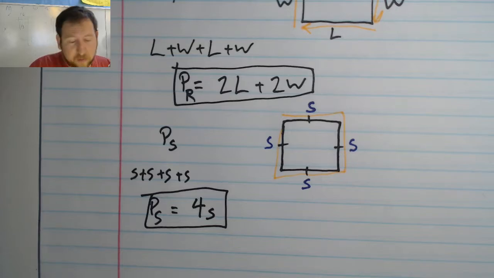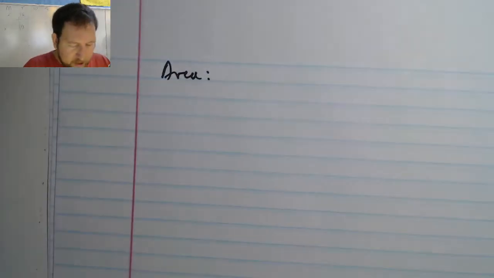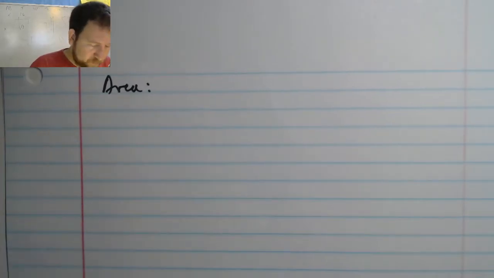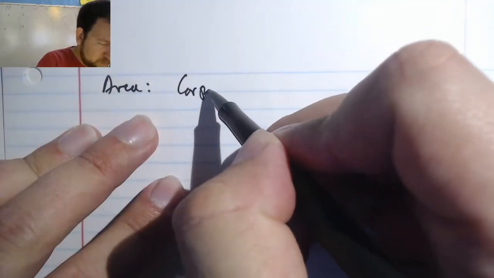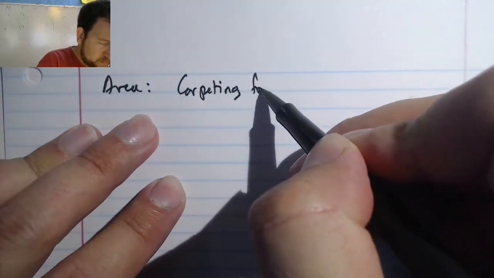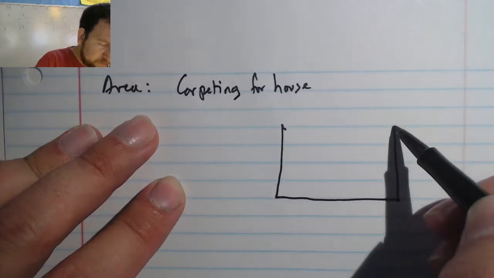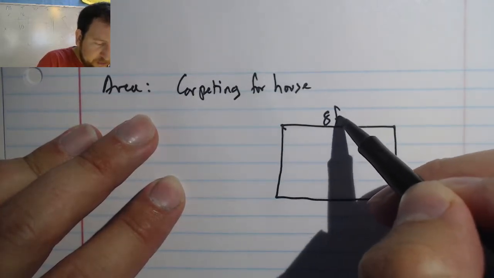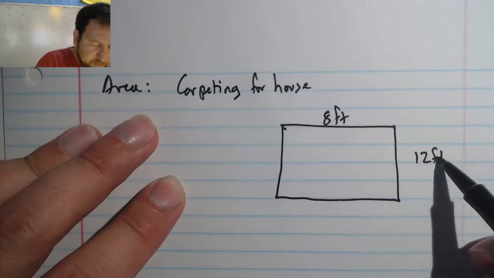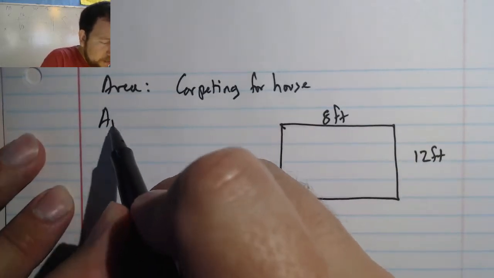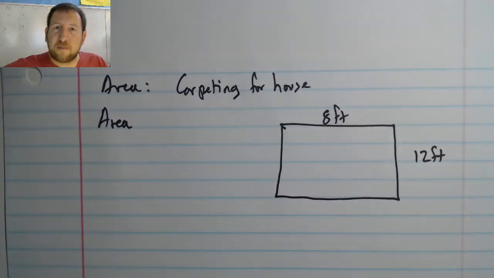Now that we're done with perimeter, let's go and look at area. This time, I want to buy some carpeting for my house. And I have a room that looks like this. It is 8 feet by 12 feet. Area is the space along the floor.